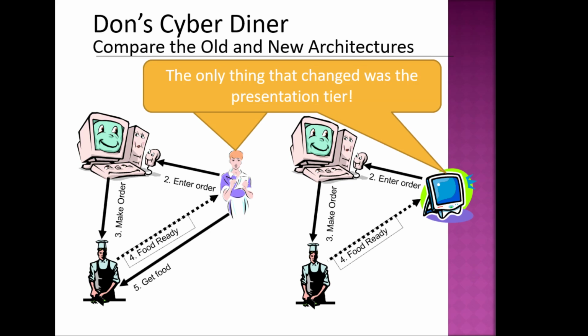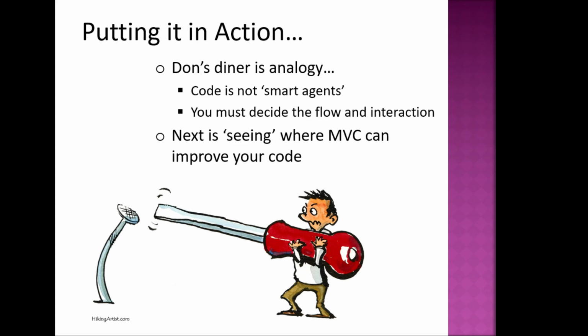In software, that has a little bit of different connotation because it allows us to have our core software have many different interfaces, many different presentations. So I can now use the same core software in a mobile app, a web service, or even any sort of desktop application, and be able to swap it out as needed. So the trick to this is putting in the action. Don's Diner's analogy, it has smart agents out there that can help solve this. It's up to you to see the flow and the interaction and to manage it.